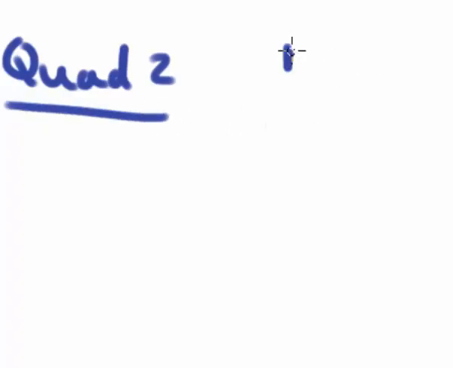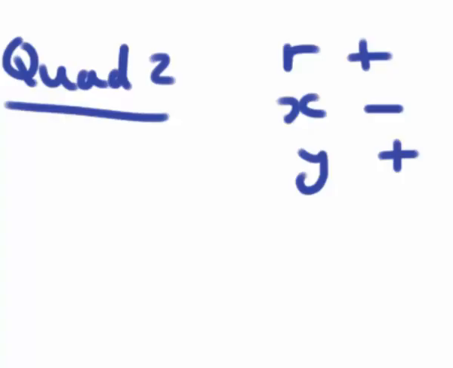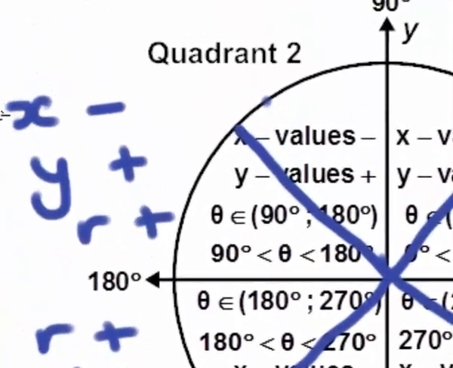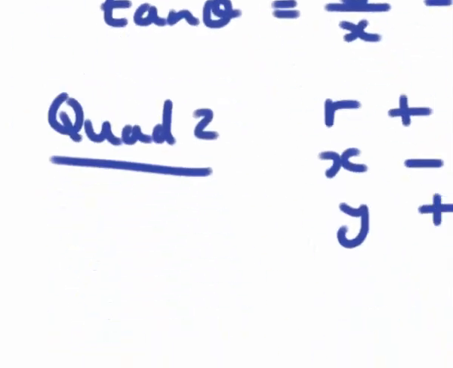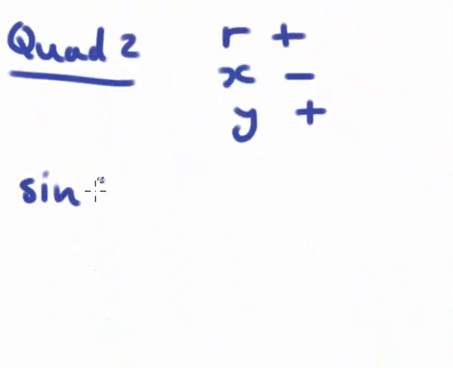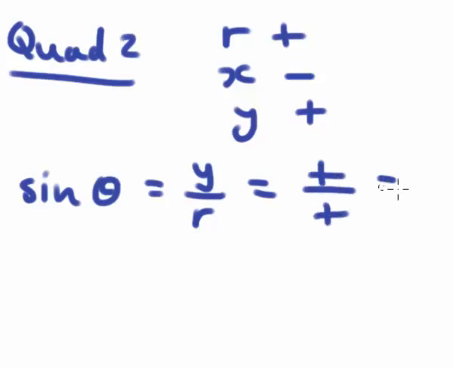Now let's go to quadrant 2, and we know the r is positive, but x is negative and y is positive. Look there again, x is negative, y is positive, r is positive. So using those values, let's see what happens to the trig ratios. Sine is the y over r, opposite over hypotenuse. So the y is positive, the radius is positive, and plus over plus is plus.